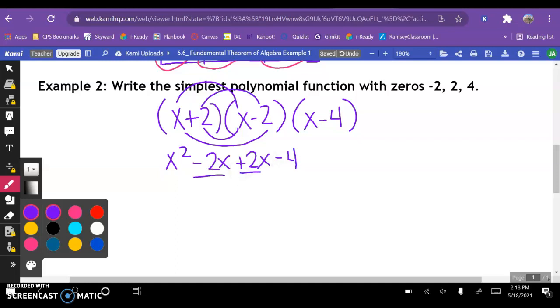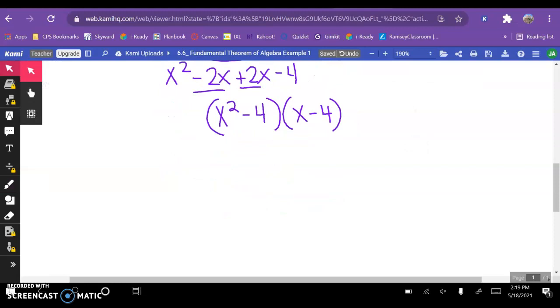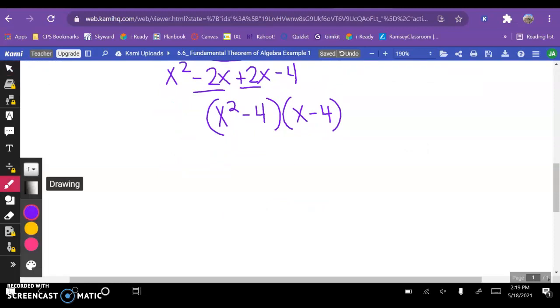Now the -2x and the 2x cancel, so we would be left with x squared minus 4 for our final answer there. Then we have to multiply it by our last set, and you can write it in the front or the back, it doesn't matter, which is x minus 4. So again, this is a binomial by a binomial. So I could do FOIL. You can do the box method for these as well, a 2 by 2 square, if that's easier for you. So whatever works best is fine by me. So I'm going to stick with FOIL.